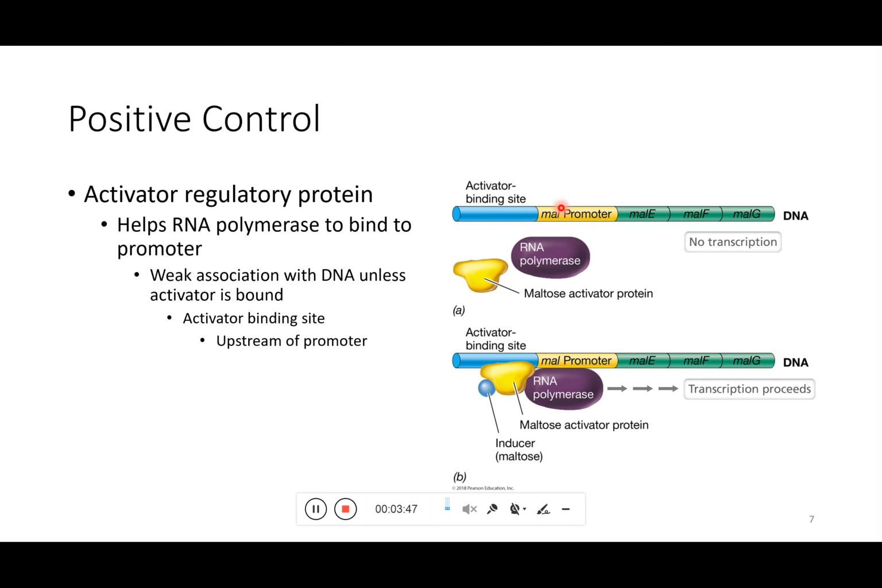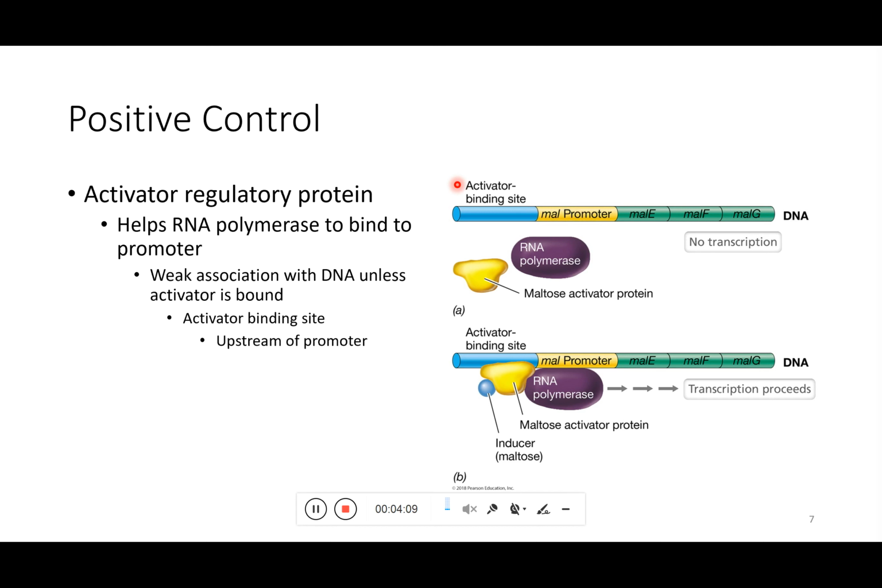This is maltose catabolism. Maltose catabolism is not often used because E. coli would preferentially use glucose, then lactose, then galactose. Maltose is really far down the line. So the sigma factor and associated RNA polymerase are typically not bound to the promoter because it's not often used.